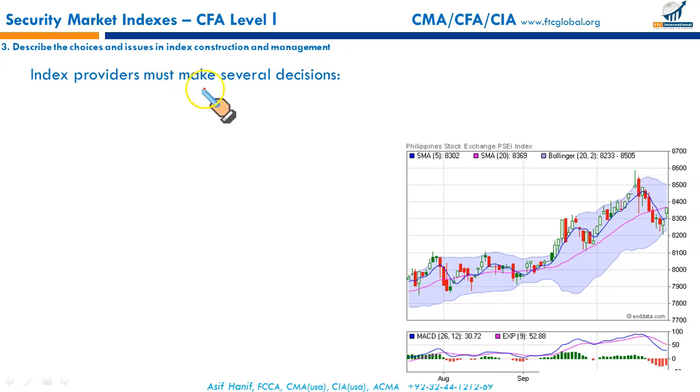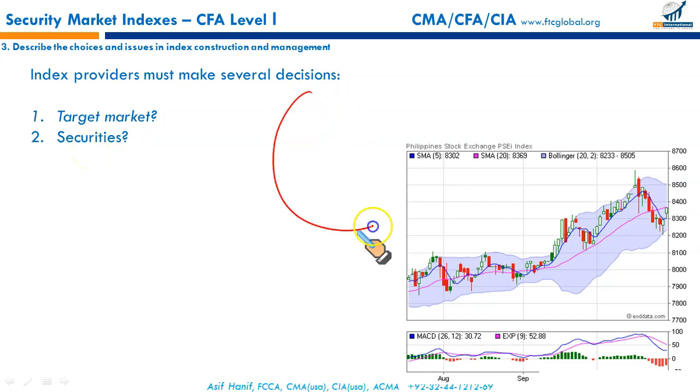Index providers must make several decisions. First, what is the target market? What do we want to measure? Equity, bonds, or other fixed income securities specifically defined. So first we need to define the target market that we intend to measure.